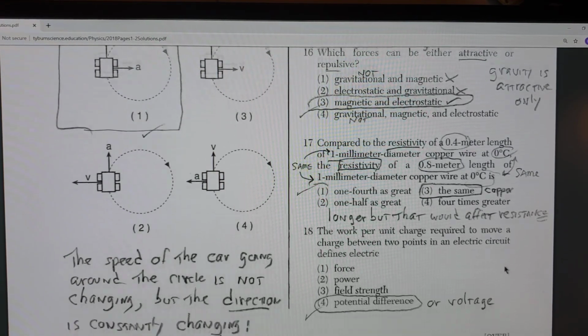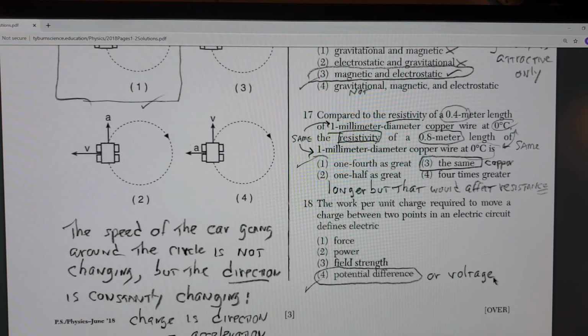Okay, last question. The work per unit charge required to move a charge between 2 points in an electric circuit. This is just kind of a definition. And if you were awake the day we talked about electricity, you'd probably get it, but otherwise you'd have to make a wild guess. But force, power, those ones we know are not really related to an electric circuit. Field strength would not be an electric circuit. That would just be like in the air. So, but electric circuit, potential difference. I already said potential is the same as voltage. So that's the answer for that one.